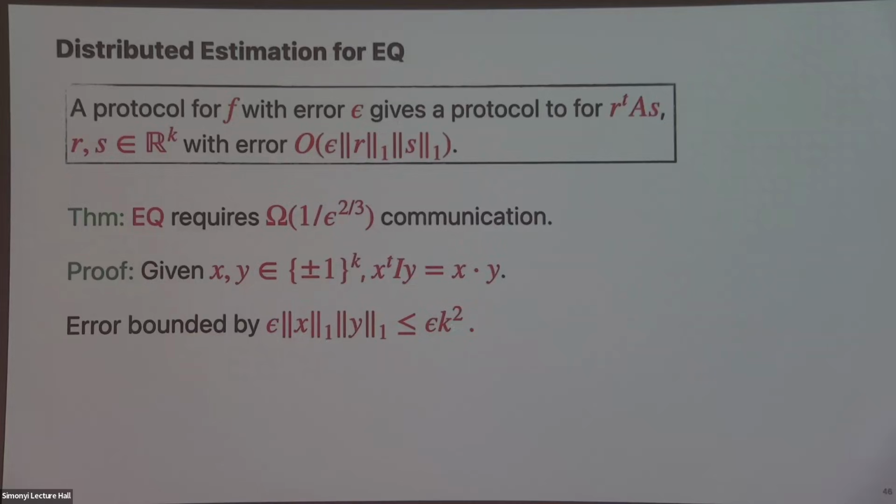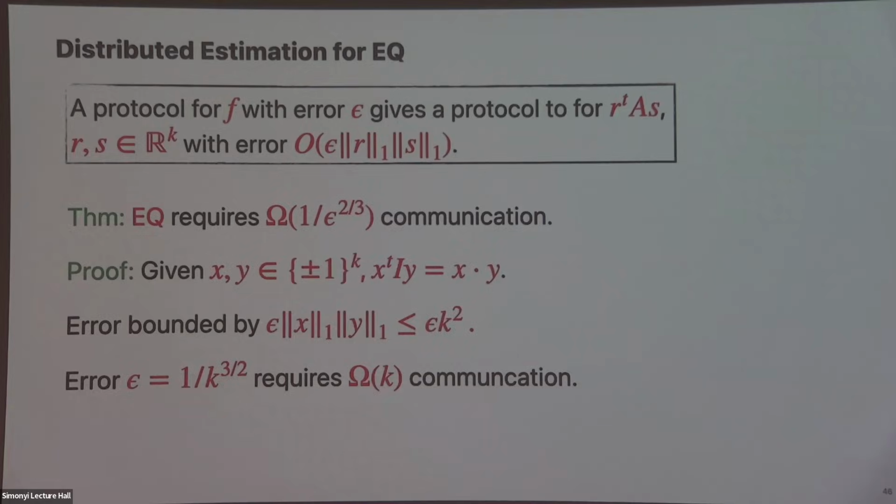When is this root k? When epsilon is 1 over k to the 3/2, you get an error of root k. And that's where you need omega k communication. Right? It's the same statement. It's just slicker when you do it with real vectors instead.